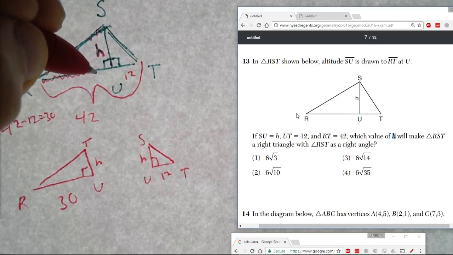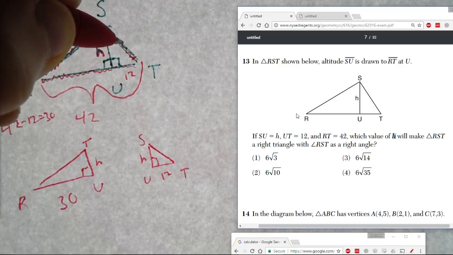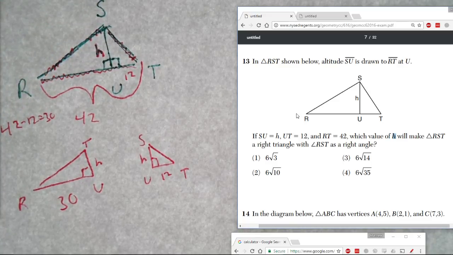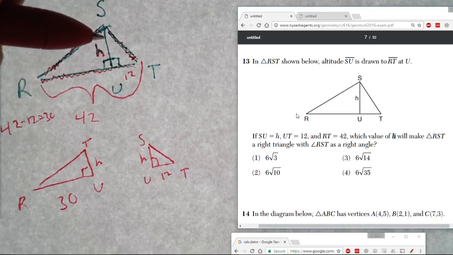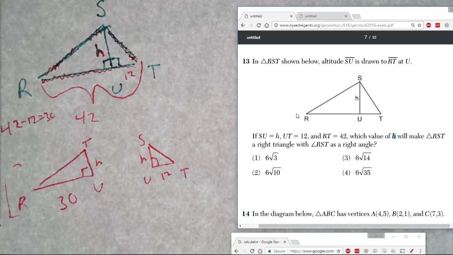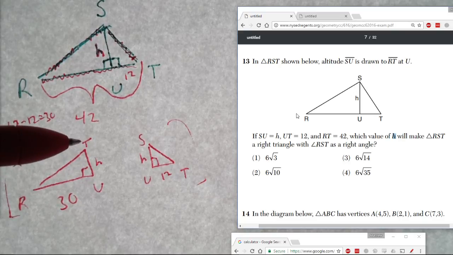R, S, and T. I'll just scribble that one out there. All right, now I've got my three big triangles. And by the way, this one has a 42 and nothing really else. So I'm probably going to just be using my middle-sized triangle and my small-sized triangle.